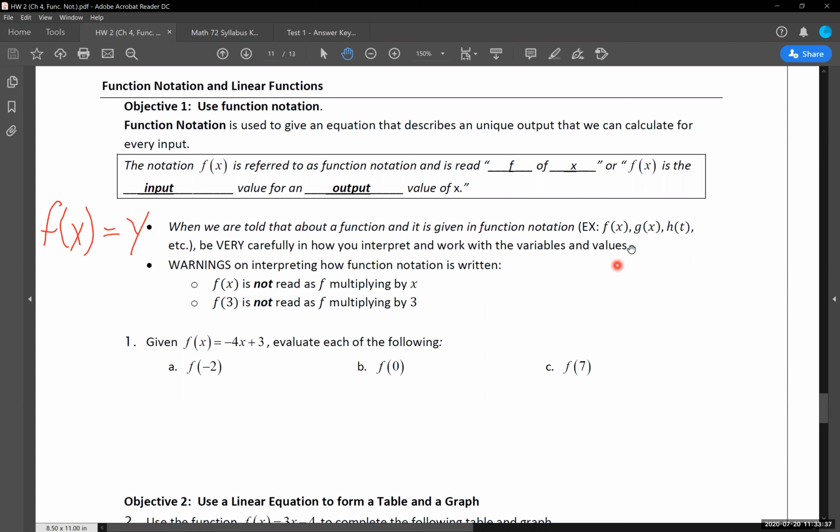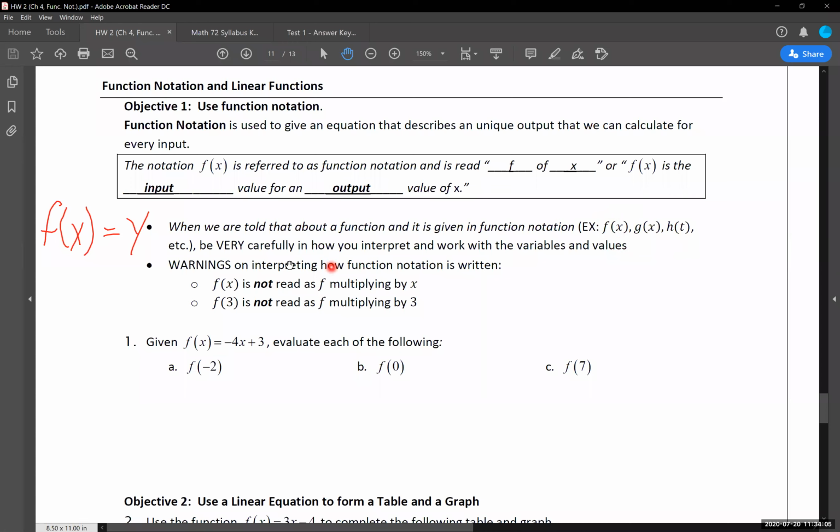The rule of thumb, looking at these three examples we have here: whatever is inside the parenthesis is the input value. The entire thing, h of t or g of x or f of x, that entire thing is the output value. So in the parentheses is an input value. The entire result is the output value.